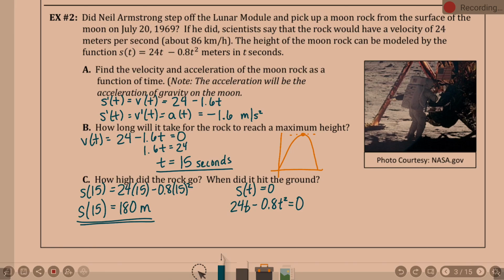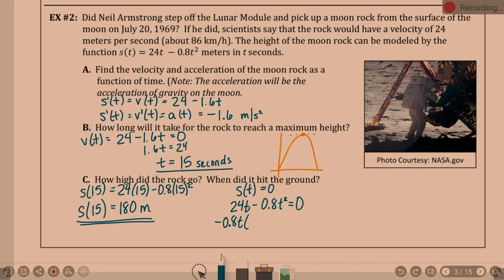Notice there's two terms, a t term and a t squared term. So we want to think factoring, and we want to think about a GCF. It'd just be negative 0.8 t. That's what I would do. Use that negative 0.8, the lead coefficient on t squared, and factor out the t in common.